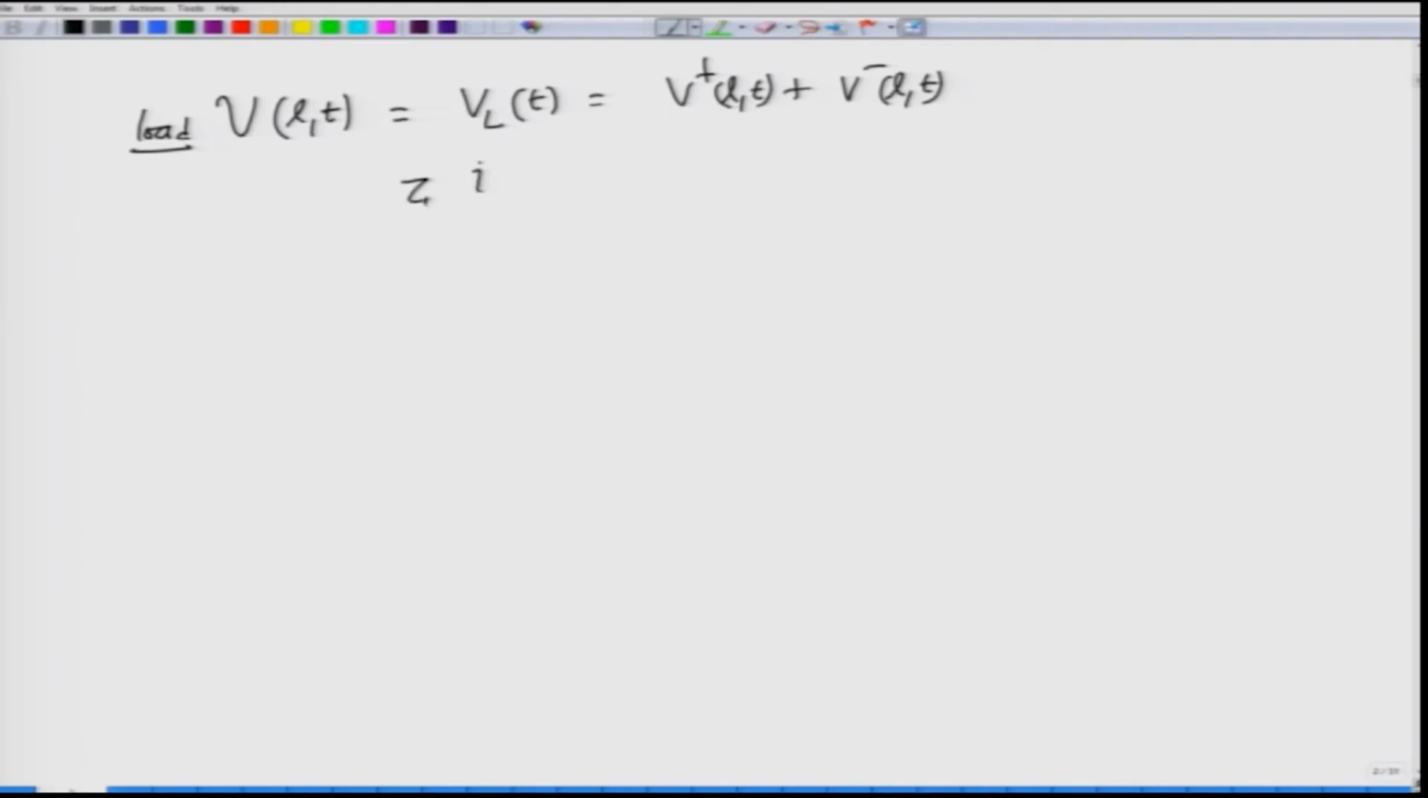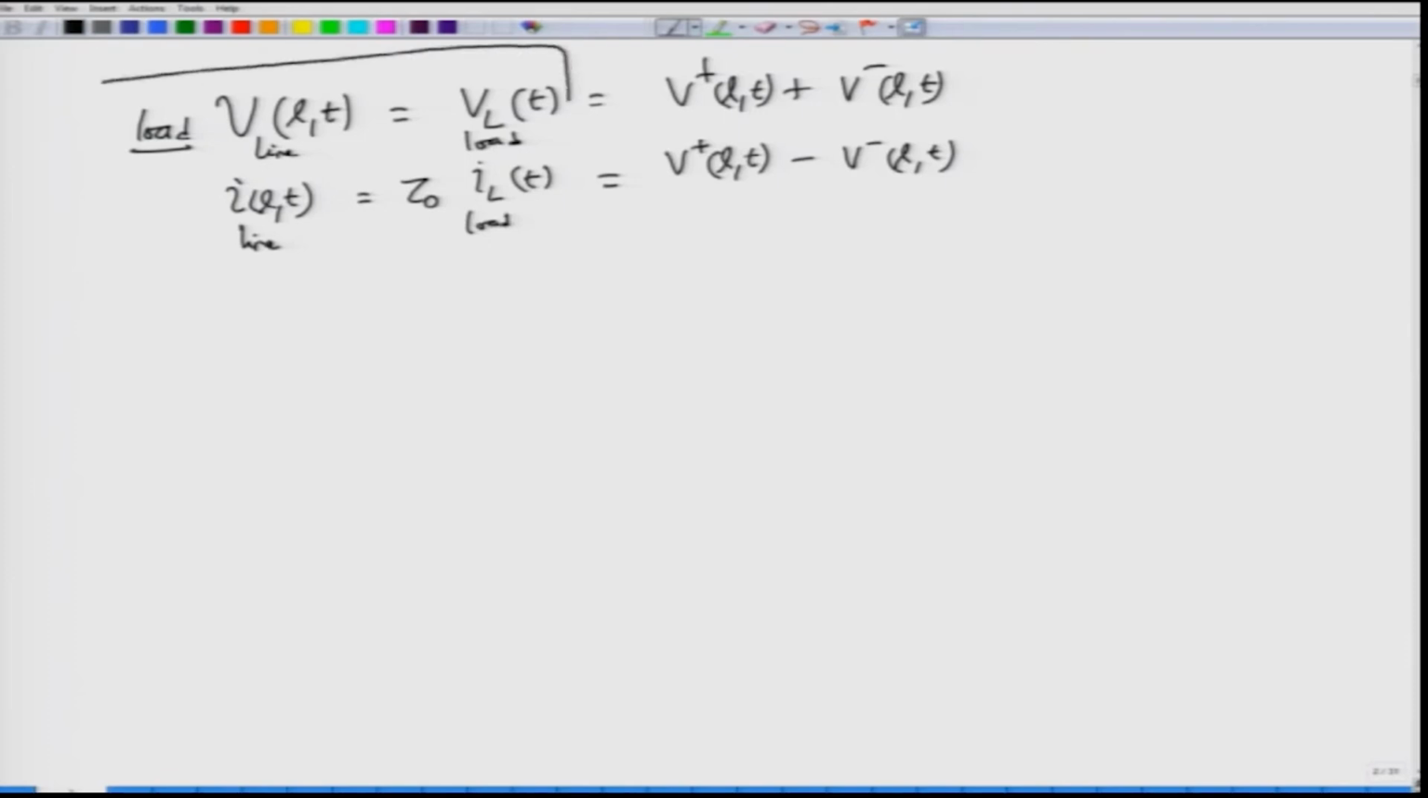Similarly, Z0 times IL of T, I have just moved Z0 onto the left hand side of IL of T just to avoid writing a fraction here, but you can clearly see that Z0 IL of T is given by V plus minus V minus, all evaluated at the load side, correct. This of course is the line current I of L comma T. So this is the line voltage, this is the line current, this is the load voltage, this is the load current, and these quantities are obviously equal when you evaluate them at the load side, and of course they are equal to these right hand side quantities.